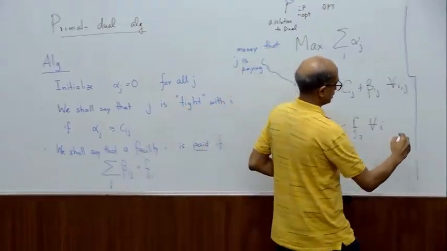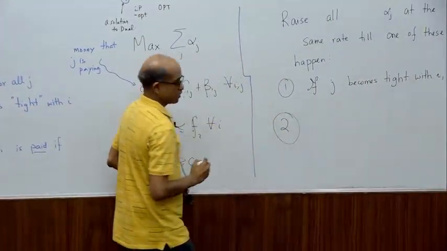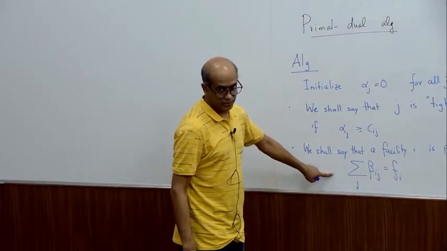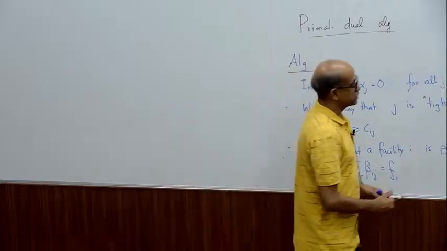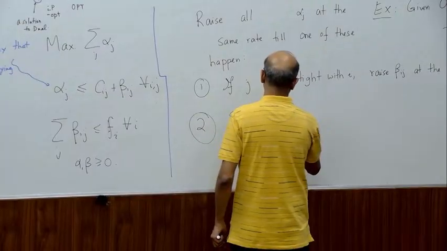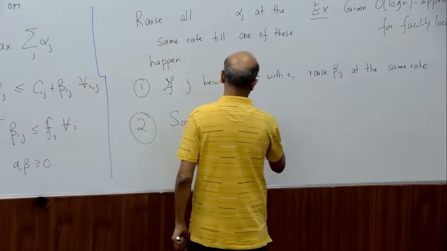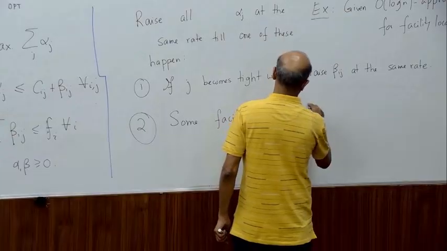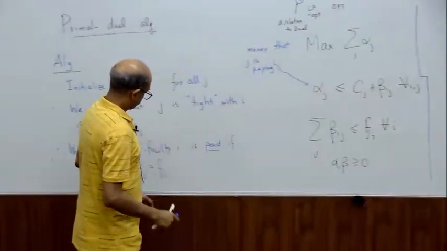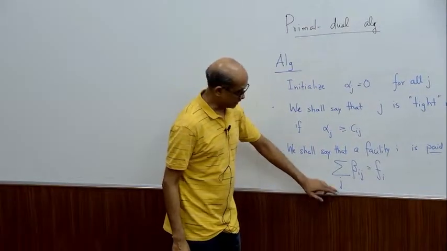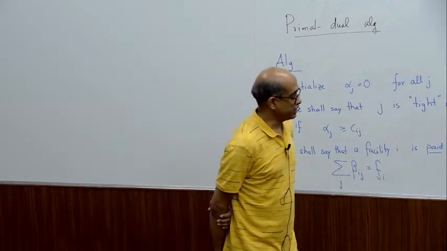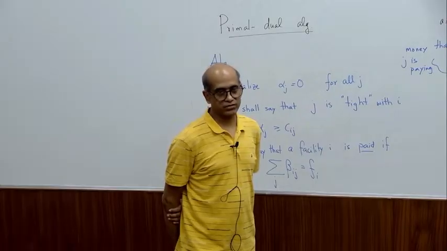The second thing which can happen: what if this becomes an equality here? Now the beta ij's cannot be raised. Some facility i becomes paid for, which means there is equality here. I cannot raise beta ij. So what should I do? Anybody who is tied with i cannot raise their alpha j's now.